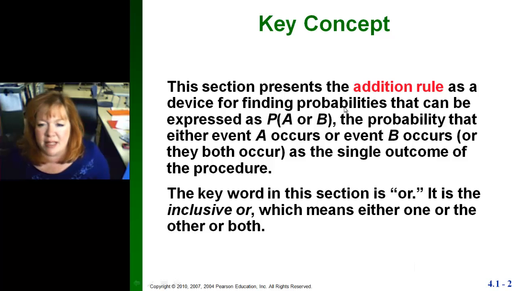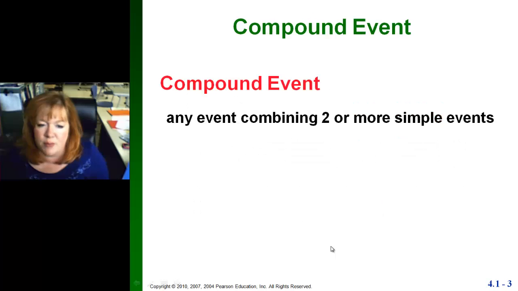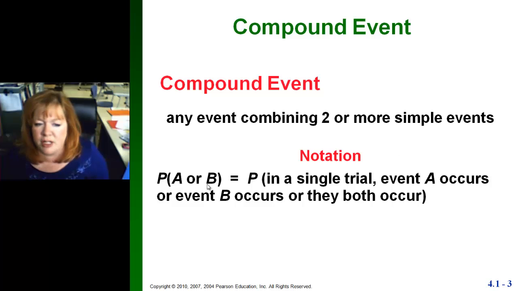The key concept of this section is the addition rule as a device for finding probabilities that can be expressed as probability of A or B. That's the probability that either A or B occurs, or they both occur as a single outcome of a procedure. The key word in this section is "or." It is the inclusive or, which means either one or the other or both. A compound event is any event combining two or more simple events. So this is what we're talking about with the addition rule. Notation: P(A or B) is the probability in a single trial that event A occurs or event B occurs or they both happen.